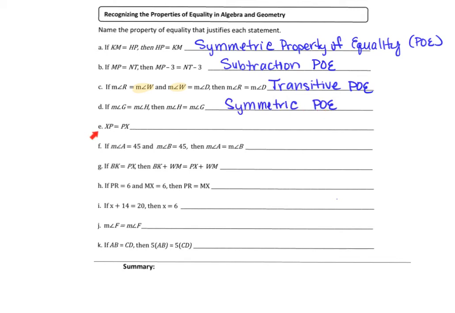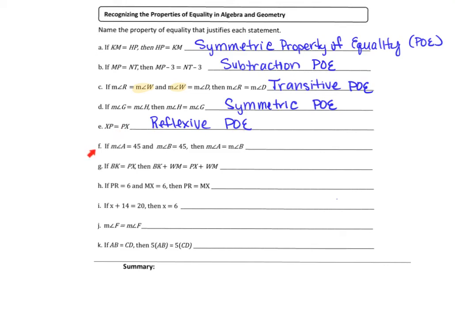This one should be super easy. I have XP on one side and then PX on the other side. If this were a segment, they would be naming the same exact segment. So what property is this? This would be the reflexive property of equality because, like I said earlier, if we had a segment XP, you would name that same segment if you switched the letters around. So that was reflexive property.